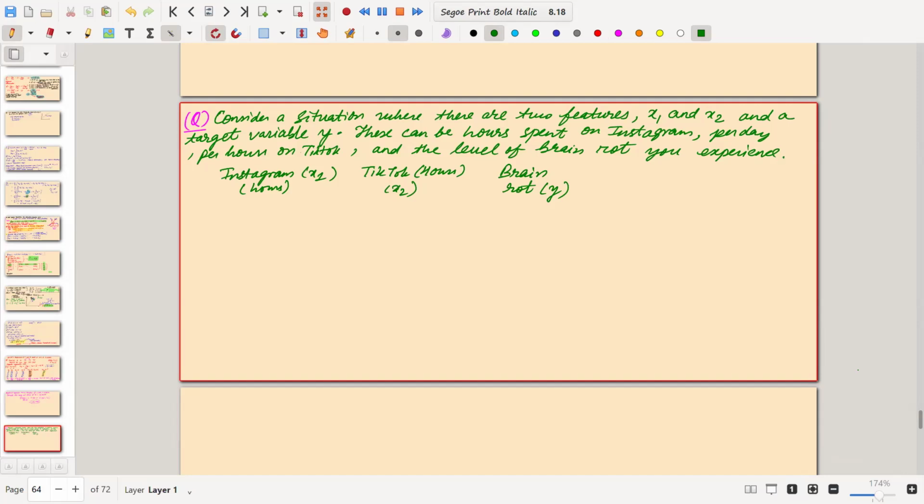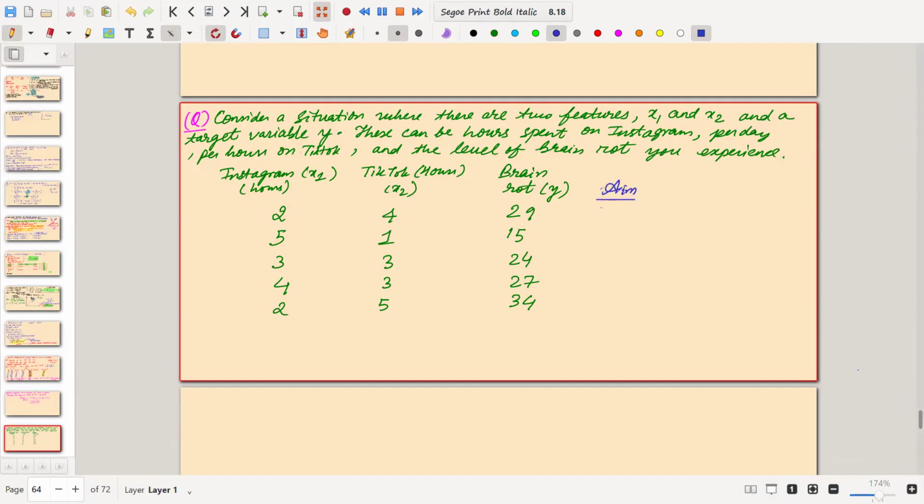Now we will write down the data. So when you experience 2 hours of Instagram and 4 hours of TikTok, you get the brain rot of 29 units. When you use 5 hours of one and 1 of the other, you are getting 15. When you get 3, you get 24. When you get 4, 3, you get 27. When you get 2, 5, you get 34. We want to find, our aim is, okay, what is our aim?